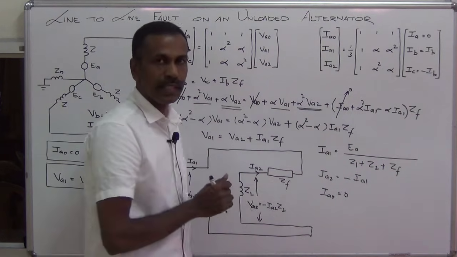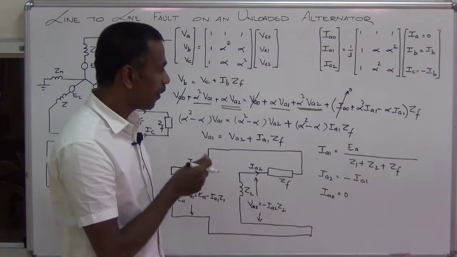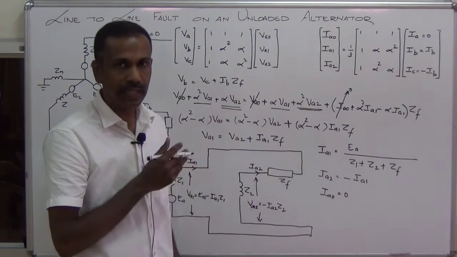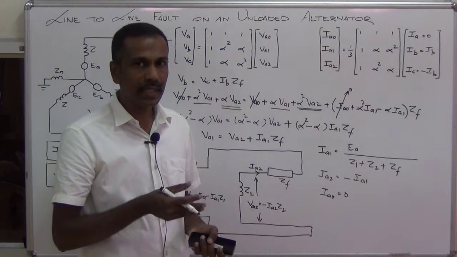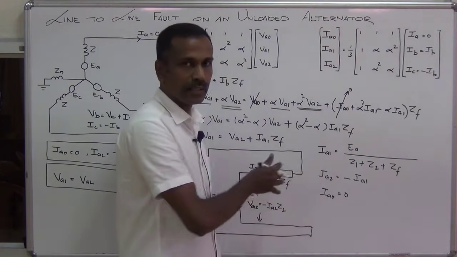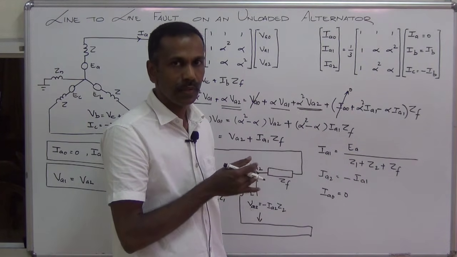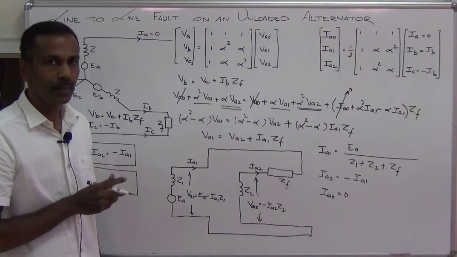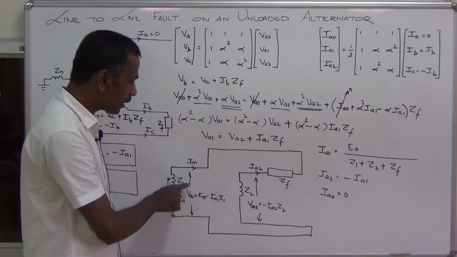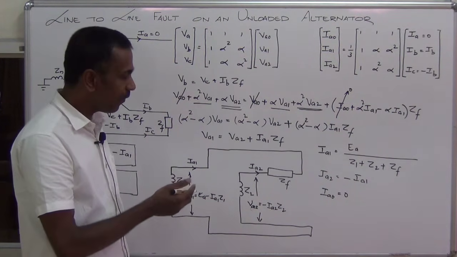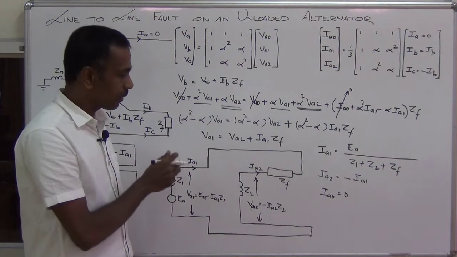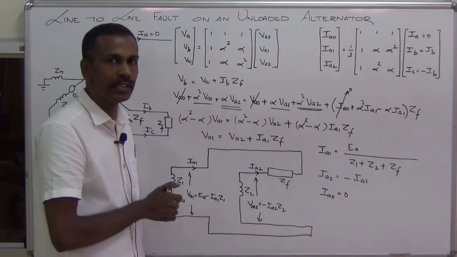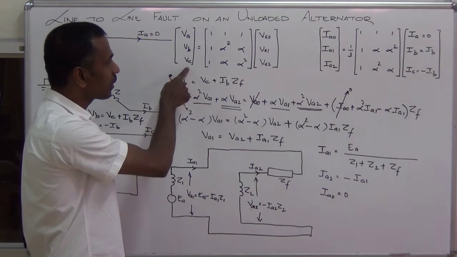Once you get the sequence currents, then you can easily find out the phase current from a similar expression. Our objective is to find out the phase currents, because the common man doesn't understand anything about the sequence current. So finally we need to find out the phase currents. We need to find out IA, IB and IC. Similarly, you can find out the sequence voltages VA1 and VA2. Obviously, VA0 will be equal to 0 because the zero sequence current is 0. Once you get the sequence voltages, you can easily find out the phase voltages using this expression.